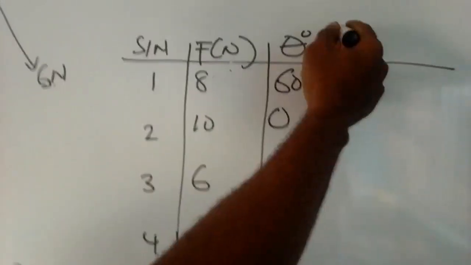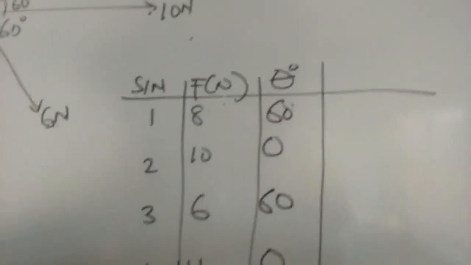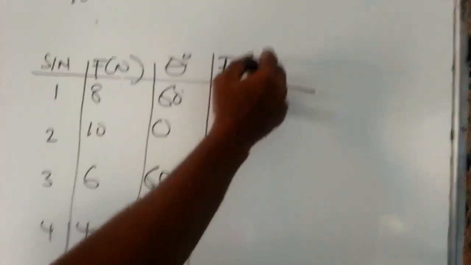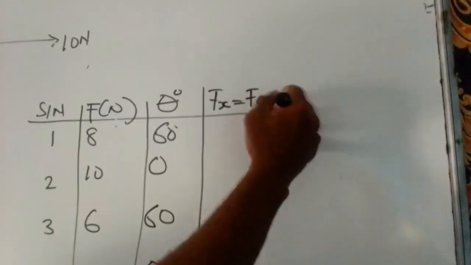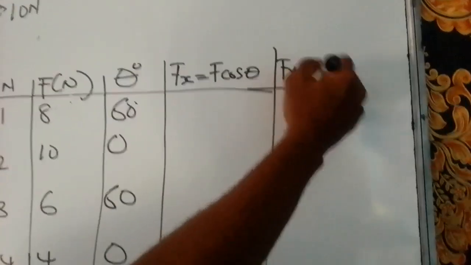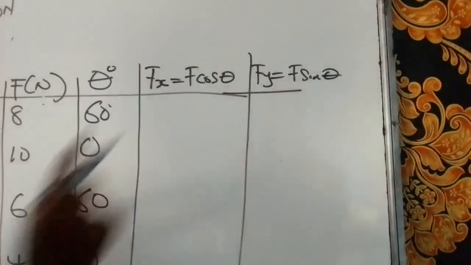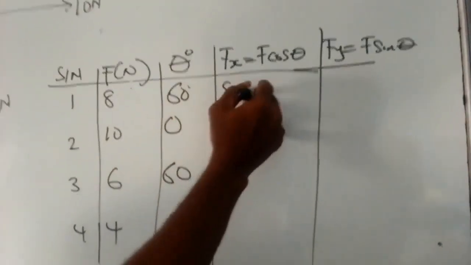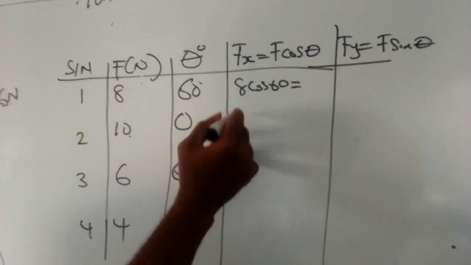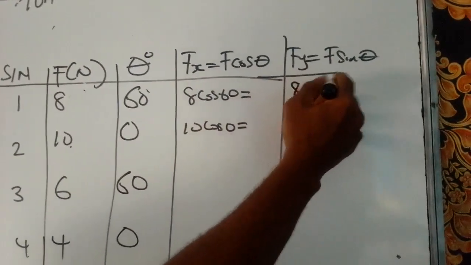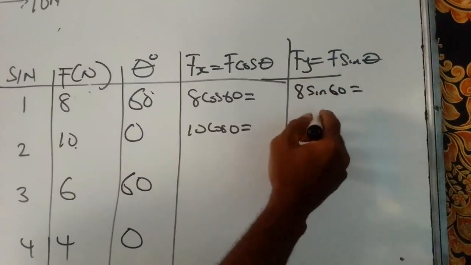Having done that, we'll draw a line again and then find the horizontal component, which is Fs, or f of s, which is F cos theta. We also find the vertical component, which is f of y, given by F sine theta. We now move on. This is 8 cos 60. This one is going to be 10 cos 0. On this side, 8 sine 60, 10 sine 0.